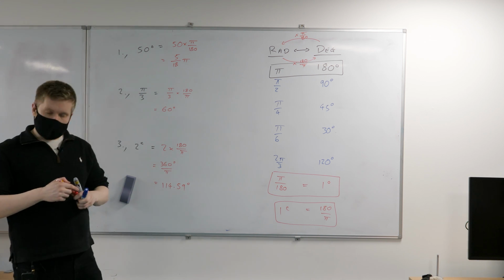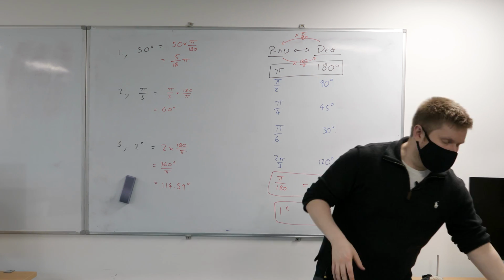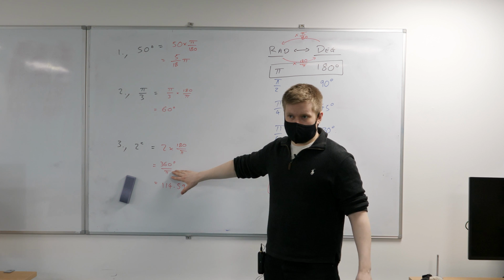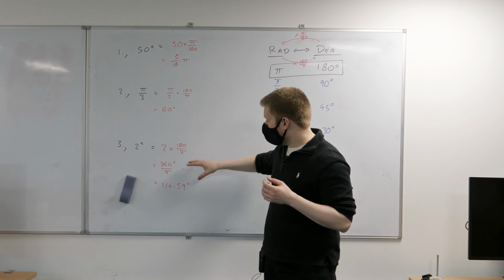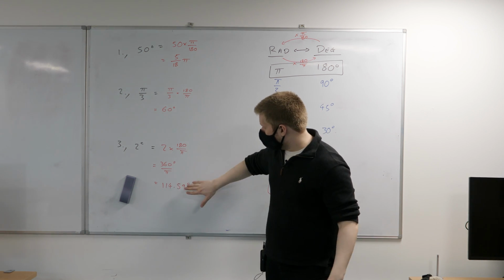So that's always a good point to point out. If you're working with radians, leave your answer in terms of pi, that's fine. But if you're working with degrees, don't confuse them. Make sure you definitely leave it as a decimal.